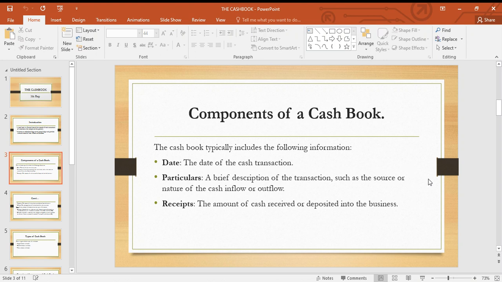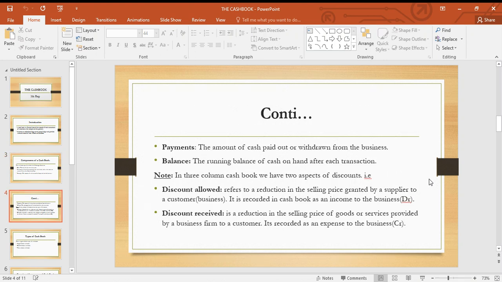Then we have the receipt, that is the payment received. Continuing from the previous one, we have the payment. That's the amount of cash paid out or withdrawn from the business. The balance is the running balance of cash on hand after each transaction. When you are recording transactions in either our cash account or the bank account, the debit side can be greater than the credit side, so we have that balance brought down or carried down.